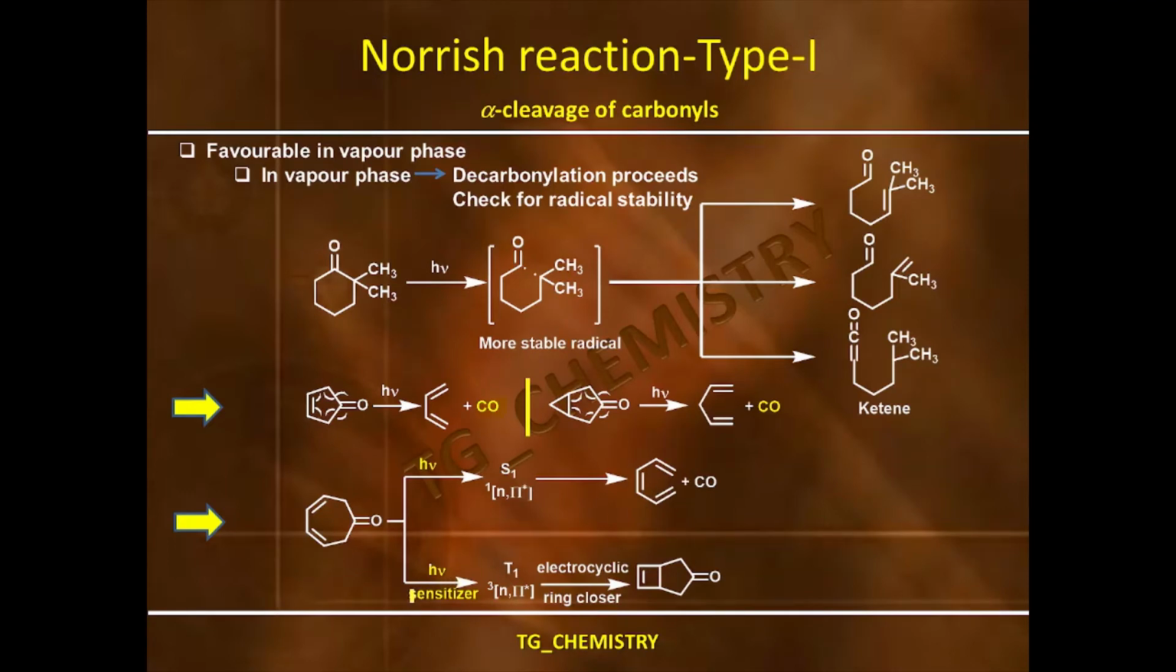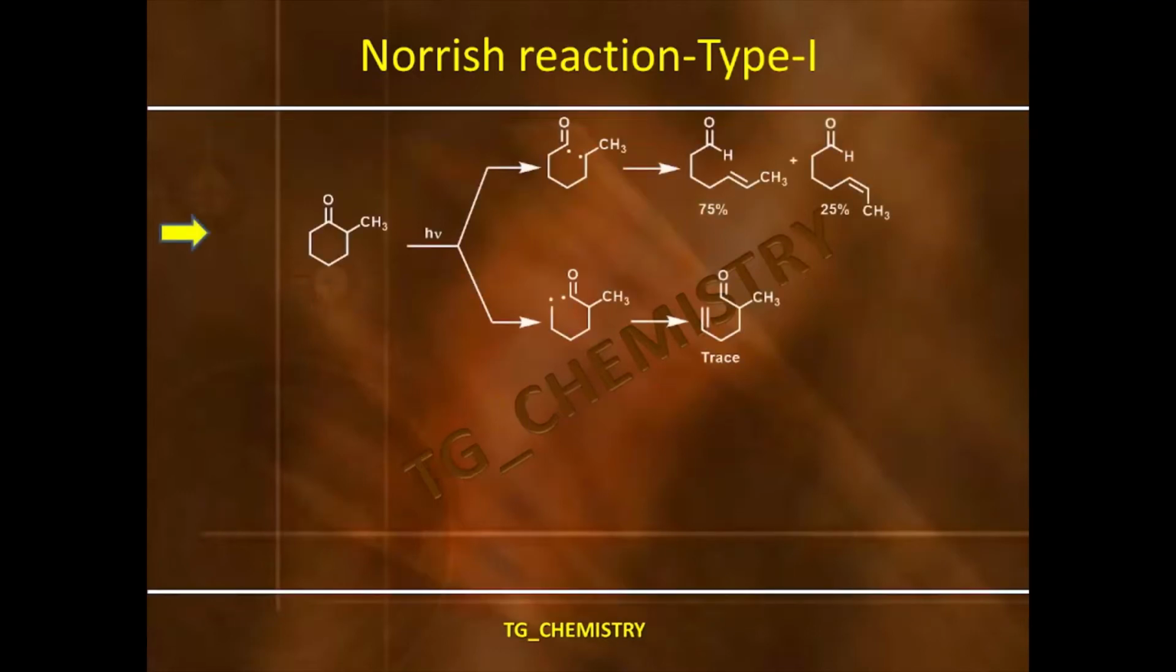However, in the presence of the sensitizer, upon photoirradiation, the singlet to triplet transition can proceed via intersystem crossing, which upon electrocyclic ring closure will form the four-membered fused cyclopentanone ring structure. So a bicyclic ring system can be obtained. Here decarbonylation does not take place. So these are the initial examples. I will talk about some more examples here.